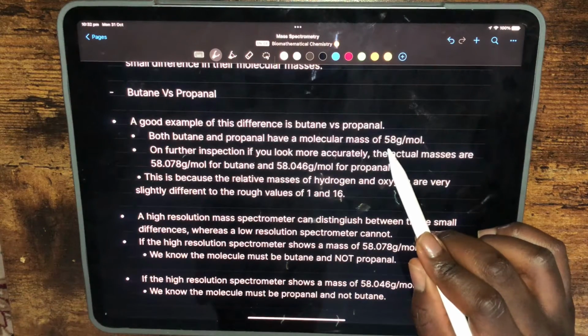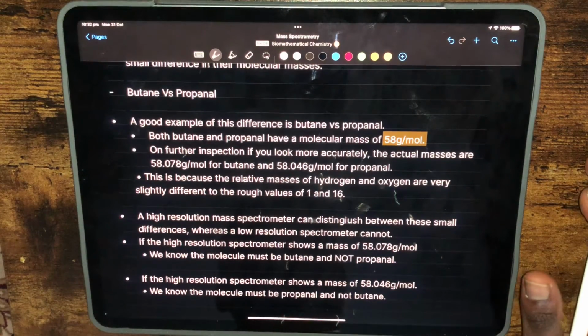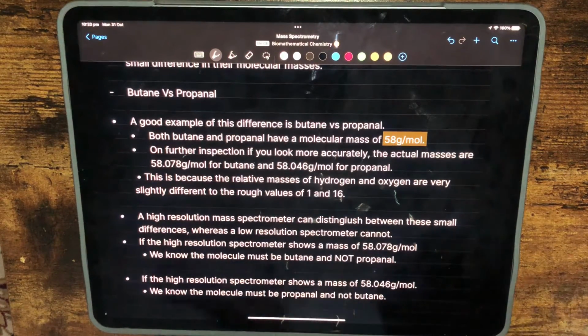this is a very low sensitivity mass spectrometer, right? This is a low sensitivity mass spectrometer. Because if you look more accurately, the actual masses are 58.078 grams per mole for butane and 58.046 grams per mole for propanol. This is because the relative masses of hydrogen and oxygen are very slightly different to the rough values of 1 and 16. It's for every compound. They're all different. They may be slightly similar if you round them to a certain number, but they're all different.